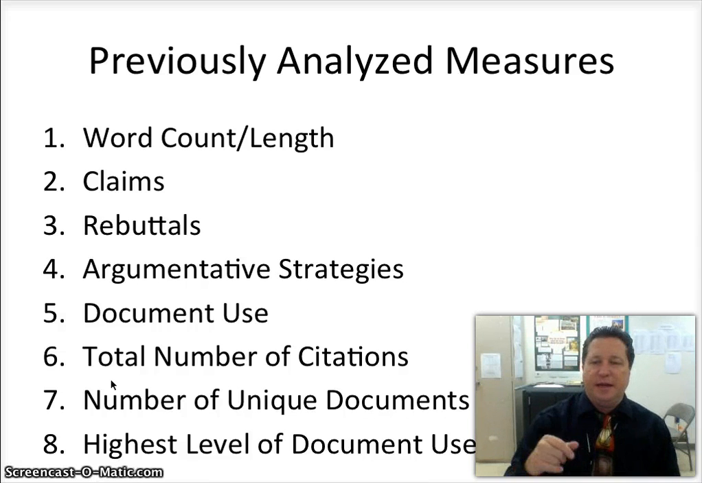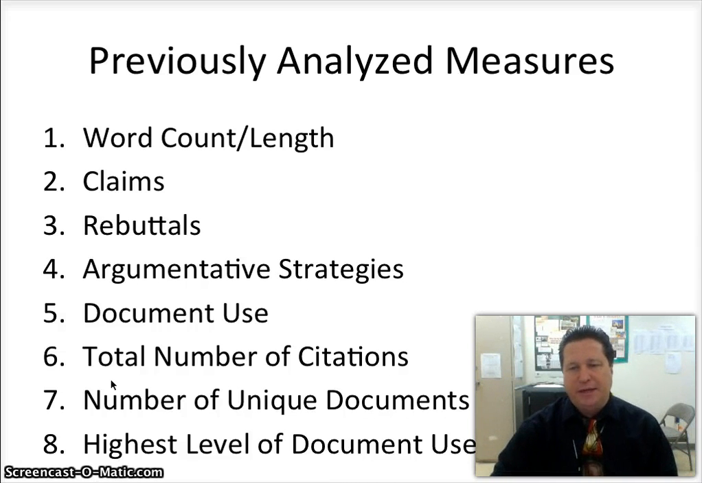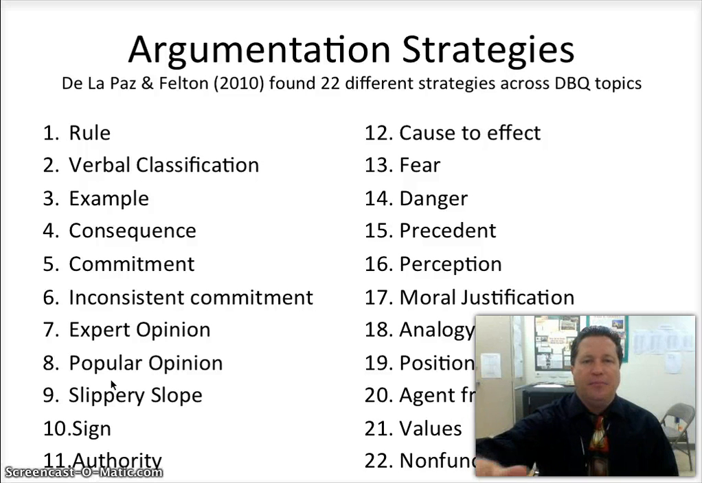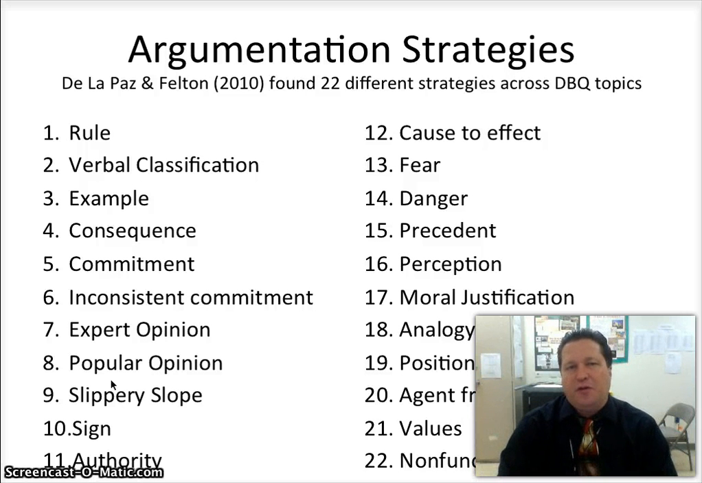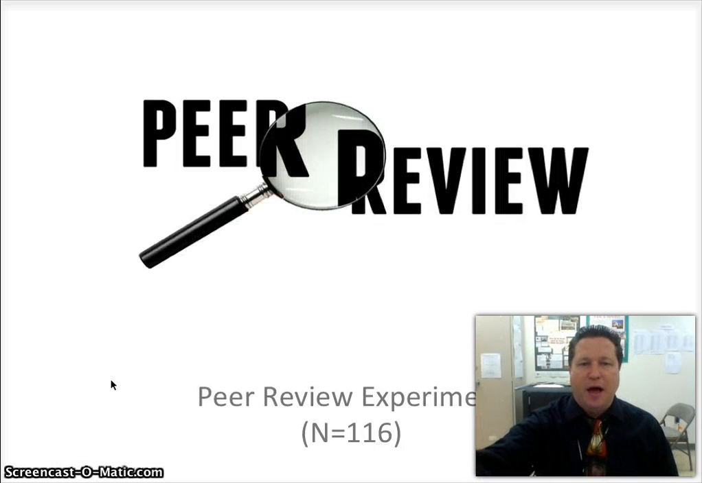So these have all been studied by people who look at historical writing. De La Paz and Felton also dove in deep, and they quantified the number of different argumentation strategies. They found 22 strategies that students tend to write when they're doing an argumentative essay. And any one of these could be your goal, could be the metric that you pick, that you teach the kids to do, and then you focus on measuring. So that's a little food for thought.